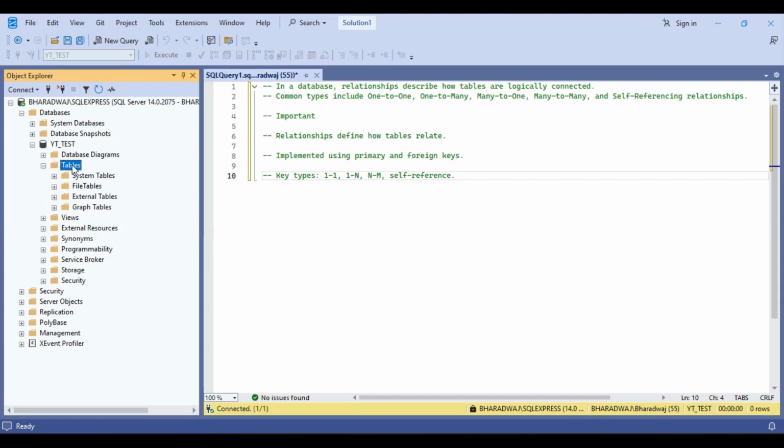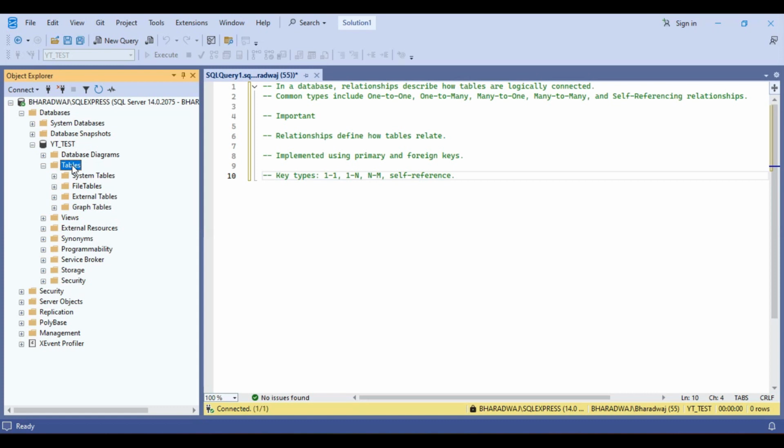So we can connect different tables, and that is described by the relationships. Basically, relationships describe how tables are logically connected. Common types include, there are five types to be frank: one to one relationship, one to many relationship, many to one relationship, many to many relationship, and finally the fifth one is self-referencing relationships. These are the five types basically, right?